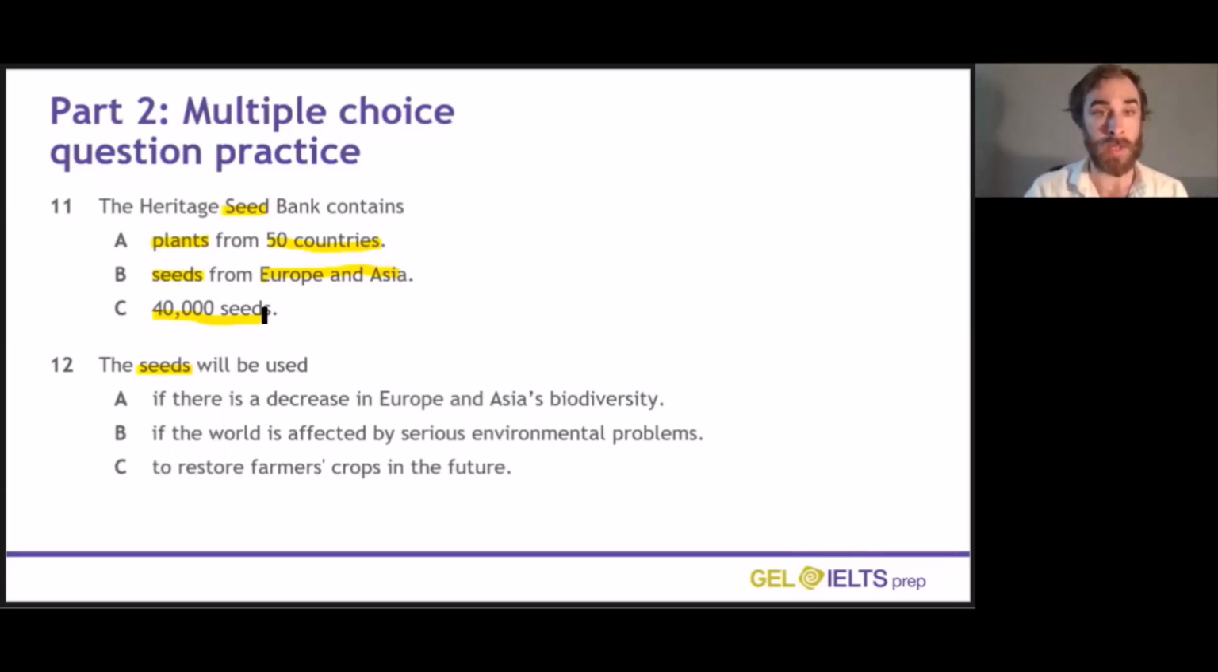Question 12 talks about the seeds being used, so it's about the purpose of having these seeds. A, if there is a decrease in Europe and Asia's biodiversity. Biodiversity is a useful word because it's quite scientific. This suggests that they will use the same word in the recording. Not necessarily, but it's very likely.